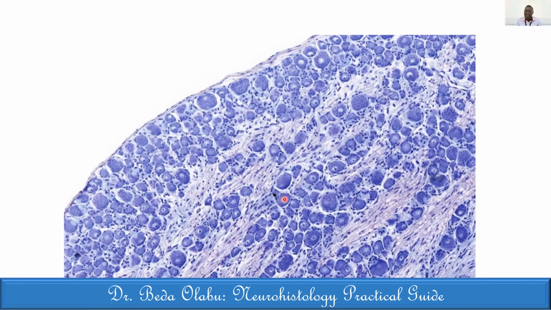So these cells have a very large euchromatic nucleus, which means that the nucleus has a lot of dispersed chromatin material that is active in transcription, which means that these cells are actively synthesizing proteins. Then they also have a very prominent nucleolus. That dot you're seeing there that you might think is a nucleus is actually the nucleolus.